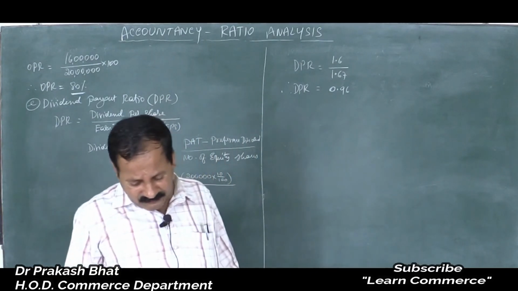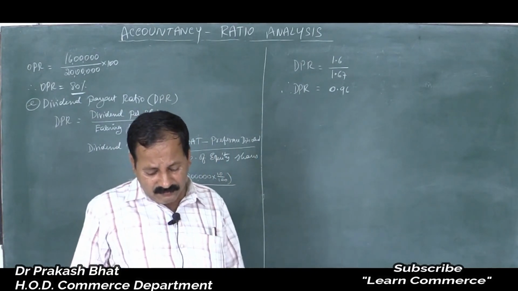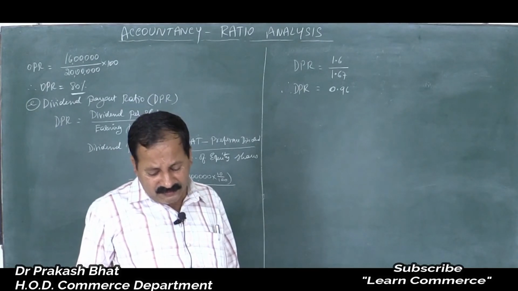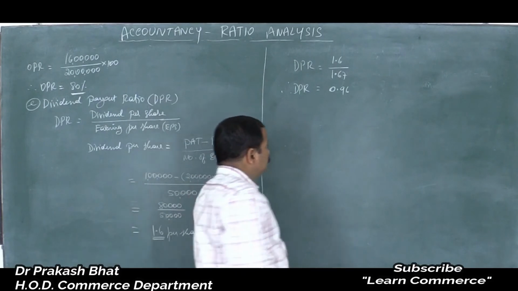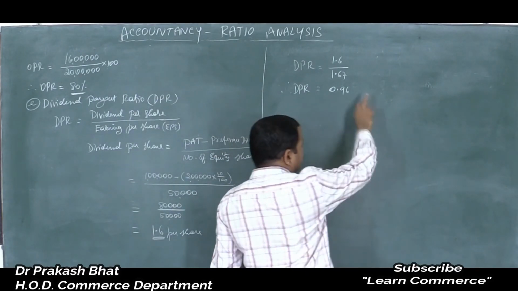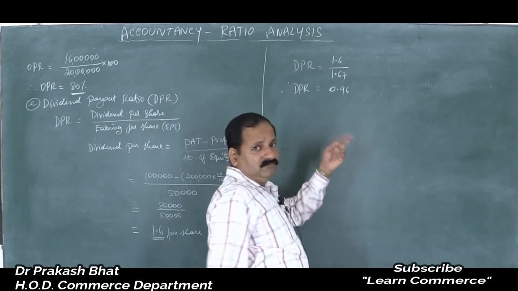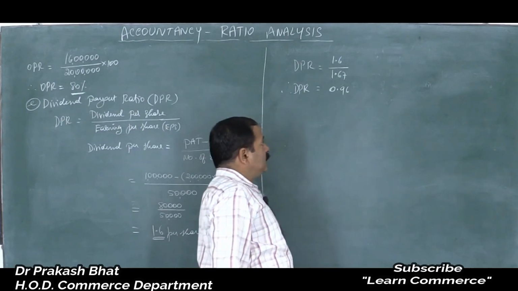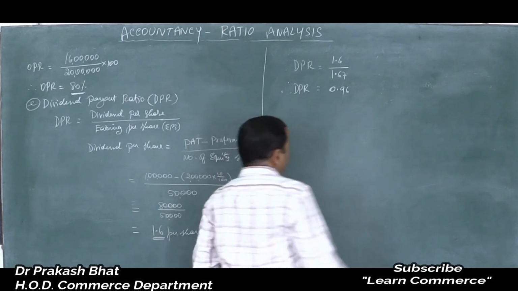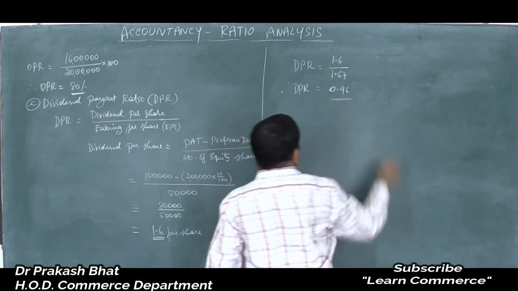But in your book, the answer given is 0.59. I don't know how it is. Maybe 0.95 something it comes while writing. Instead of 59 wrote 95, I think. I don't know, but this is the answer.